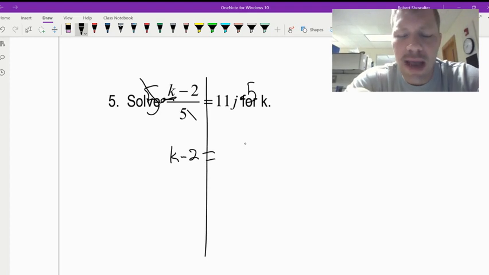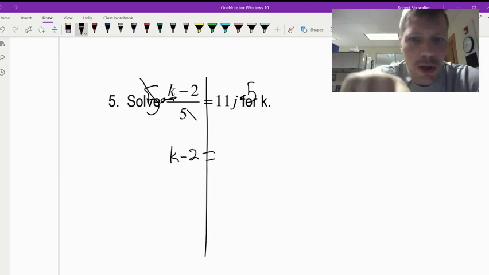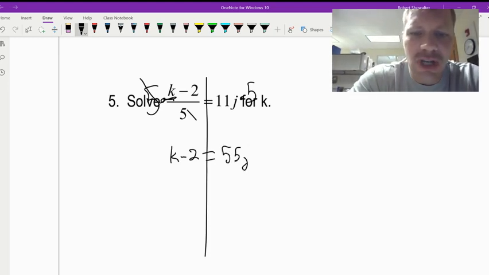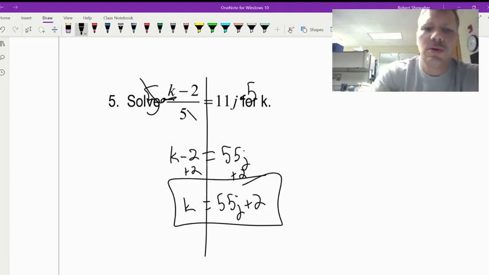But on the right, we can actually multiply that, because multiplying is a little bit different than adding and subtracting. Remember, we have 11j times 5 is going to be 55j. Now we're going to add 2, and we get k equals 55j plus 2. Let's do number 6.